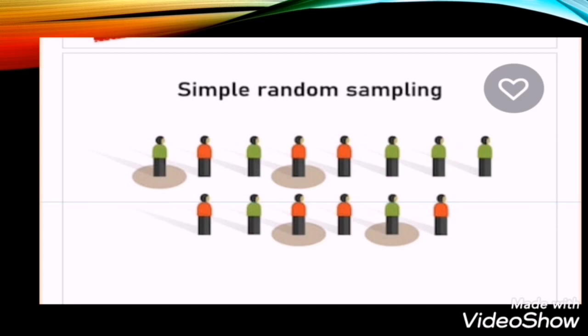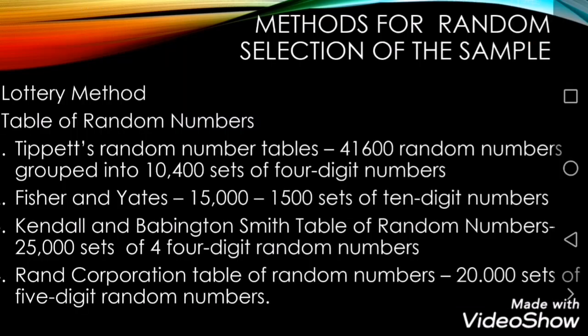Then the next method is the table of random numbers. The lottery method becomes quite cumbersome as the size of population increases. An alternative method of random selection is that of using the table of random numbers. The random numbers are generally obtained by some mechanism which, when repeated a large number of times, ensures approximately equal frequencies for the numbers from 0 to 9 and also proper frequencies for various combinations of numbers. Several standard tables of random numbers are available.